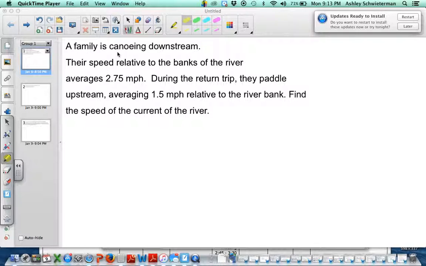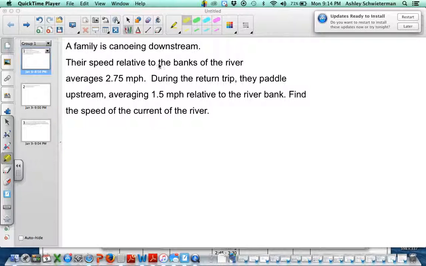So a family is canoeing downstream, meaning if you have a river, the water is rushing, so the current is going with the canoe. So you have the paddling of the canoe, plus you have the current. So there's where you have the canoe speed plus the current speed. So like yesterday we had the plane, so you had the air speed plus whatever the wind speed is. This would be the same concept.